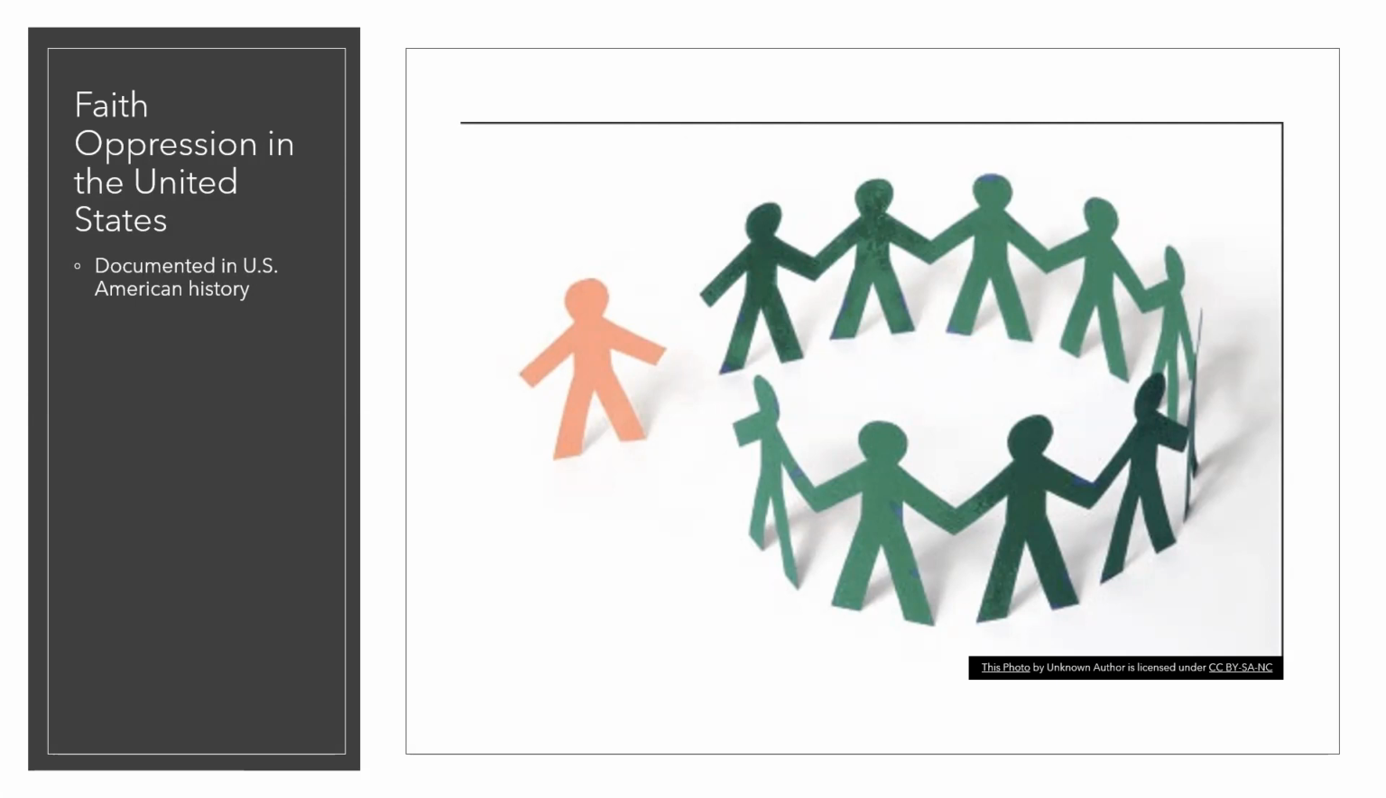Faith oppression has been documented in US American history. In the previous video, we talked about the ways in which the Puritans engaged in some violent practices against people who were non-Puritan. We saw the oppression and marginalization of indigenous peoples and of African slaves, where they were forced to leave behind their cultural identity, their spiritual beliefs, and forced to learn about the Christian God, right? So taken together, faith oppression has been documented in the earlier parts of US American history.